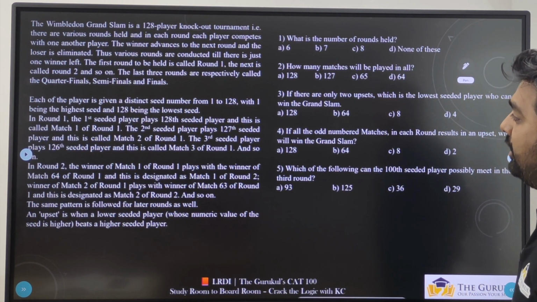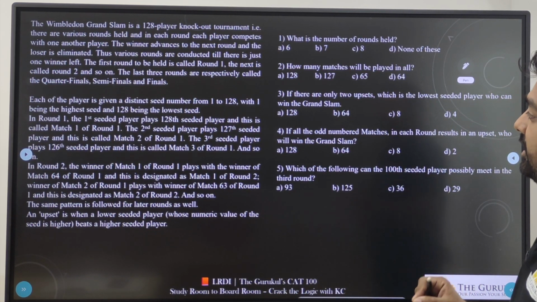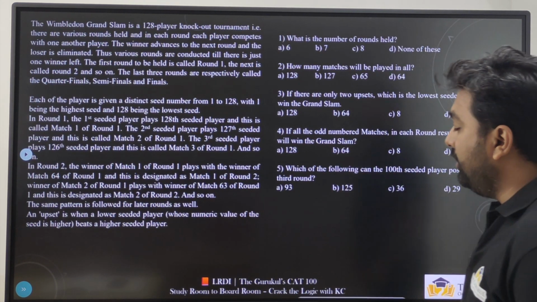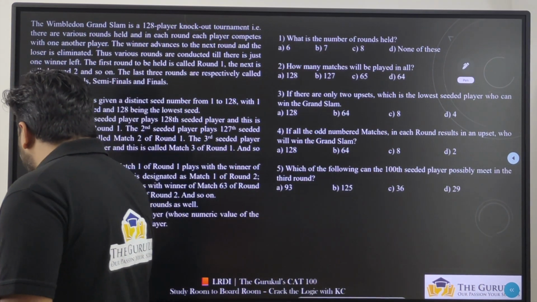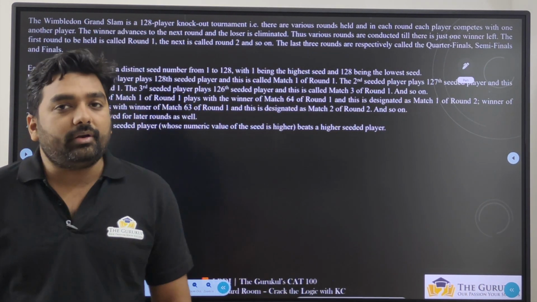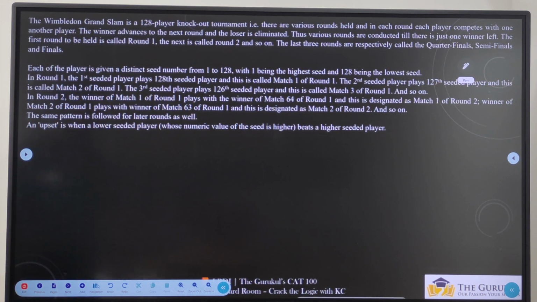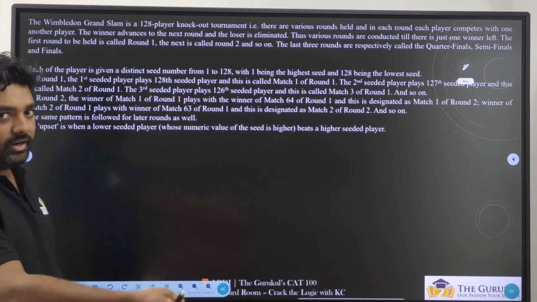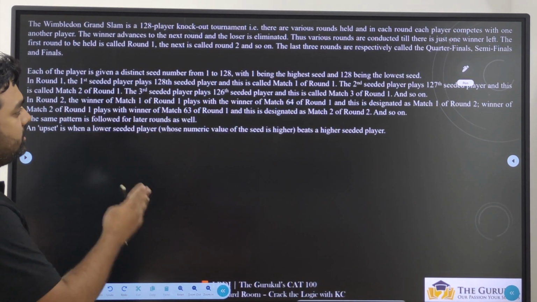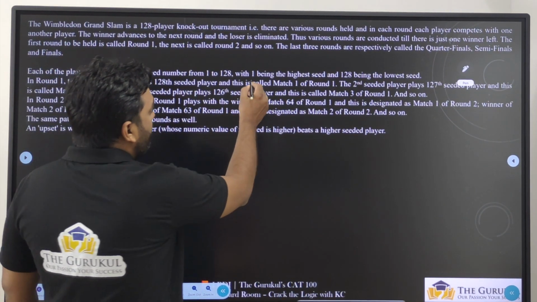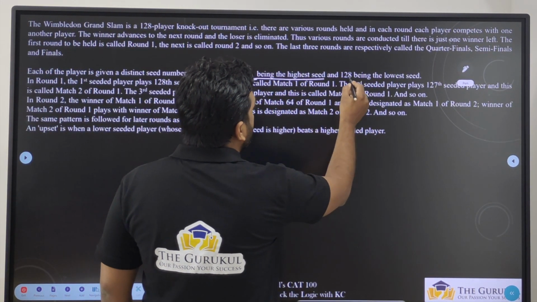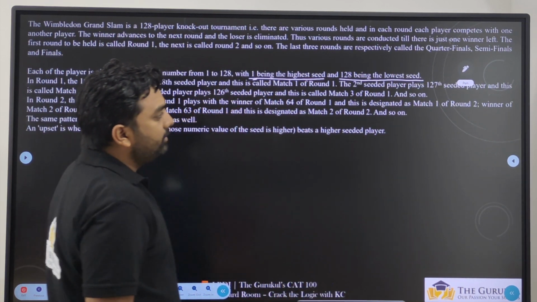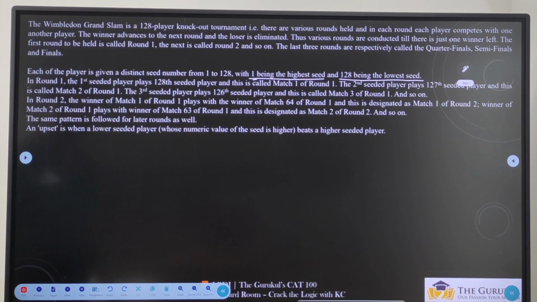Each player is given a distinct seed number from 1 to 128. So what is the seed number? The seed number is ideally the rank of the person, just like how there is a first rank person, second rank, third rank, fourth rank. Seed 1 to seed 128, seed 1 being the highest seed, seed 128 being the lowest seed, just like our ranks.